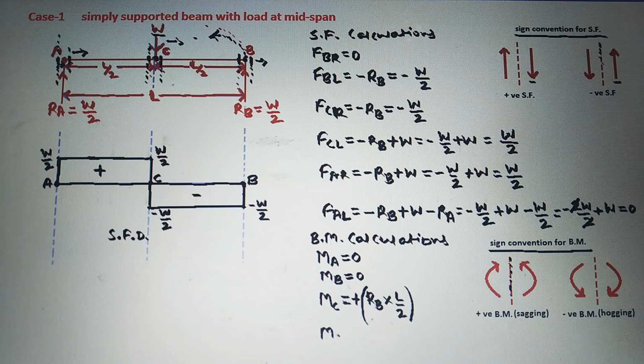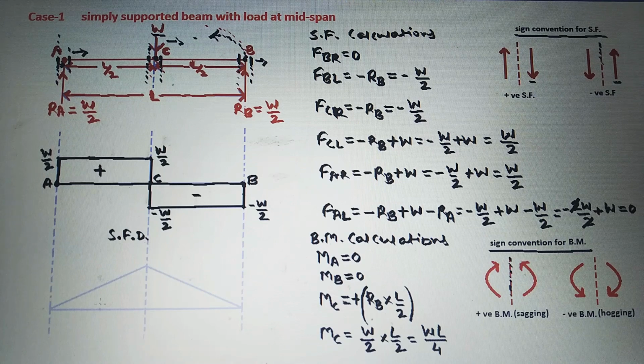That is RB into L by 2. Now we will write RB is equal to W by 2, into this L by 2. Then we can write it will be WL by 4. So bending moment at C is equal to WL by 4. So these are the bending moment calculations. Now we will draw the bending moment diagram.